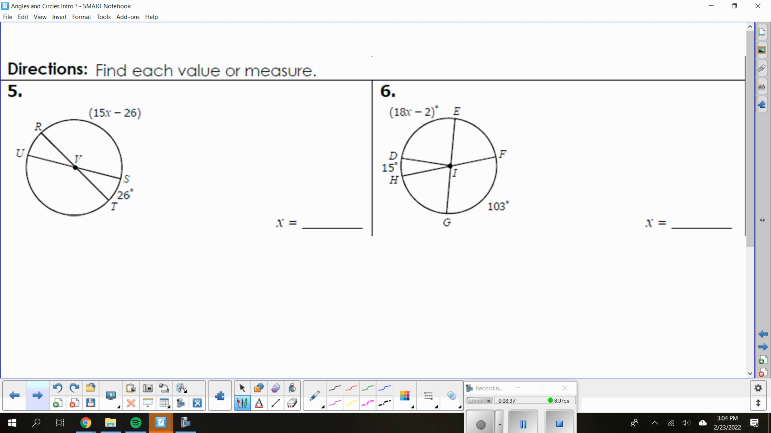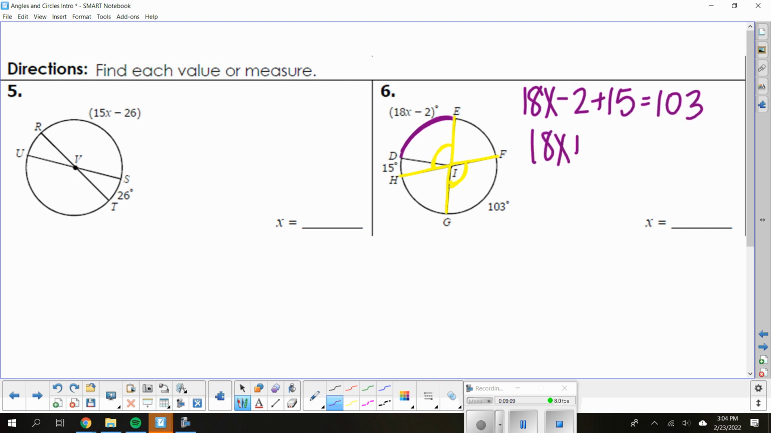My x is sitting right here. What I noticed to start is that this full angle and this full angle are vertical angles. This together has to equal this together. So to solve for x, I would want to set those equal because vertical angles are equal. But I need to combine both pieces, that 18x times 2 and that 15, set it equal to 103. So that 18x plus 13 equals 103. And that's 18x equals 90. So x would equal 5 there.